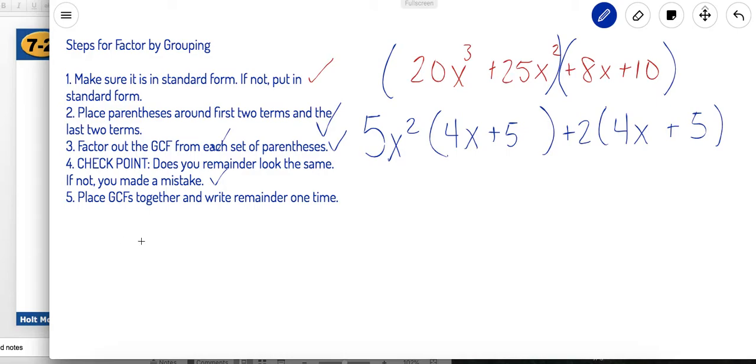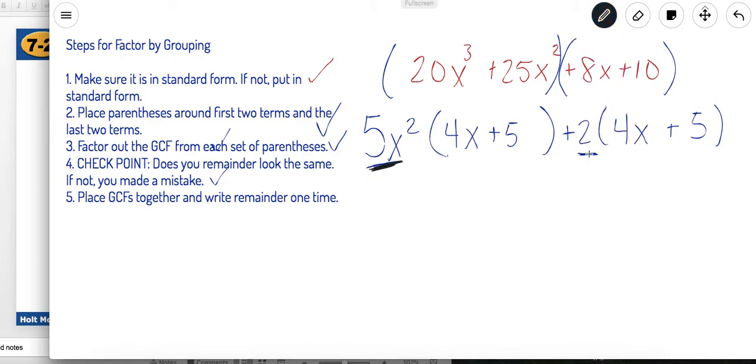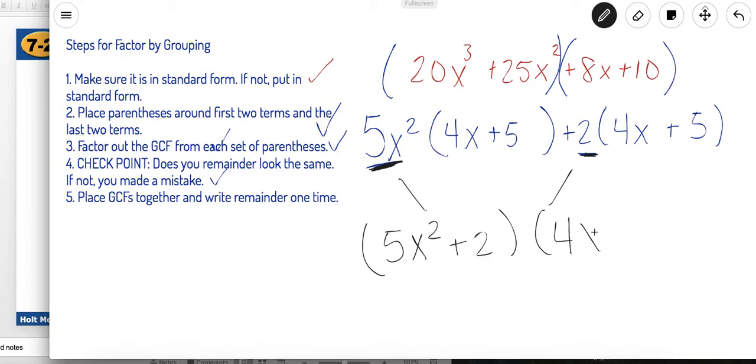Check. And then step 5, place your greatest common factors right here and right here. Use a different color. Right here and right here. And we're going to put them together. Okay, it says put them together. 5x squared plus 2. And then it says to write the remainder one time. So you see how this is the remainder? It's written twice up here, but we're only going to write it one time. Okay, and here is my final answer.